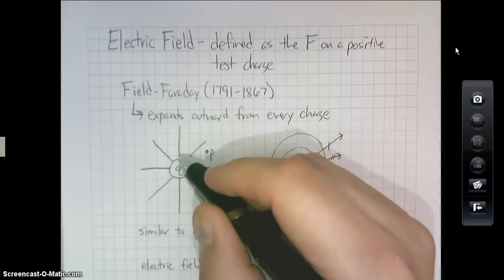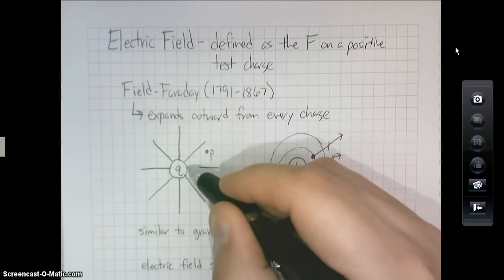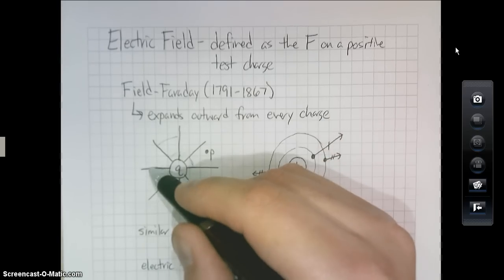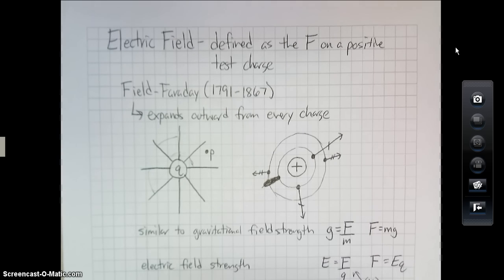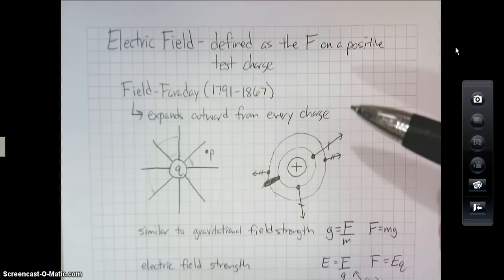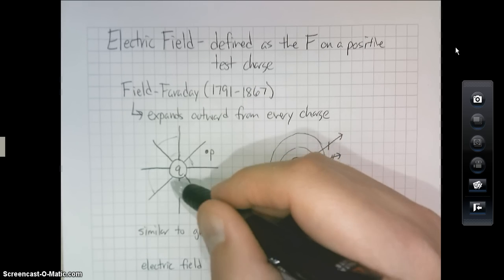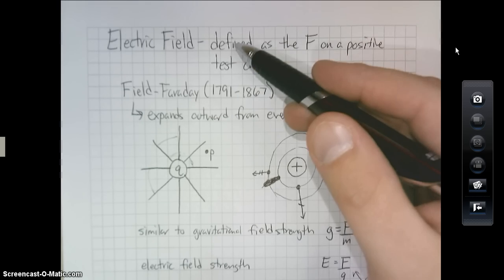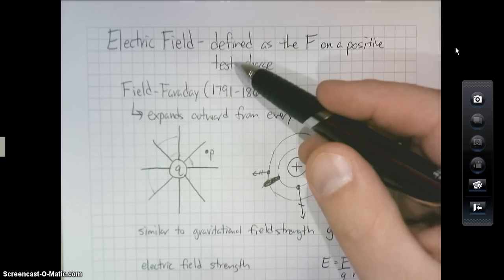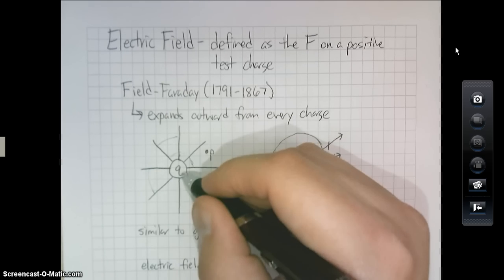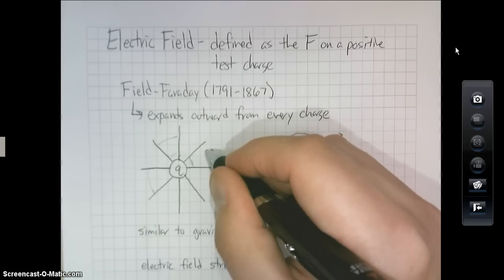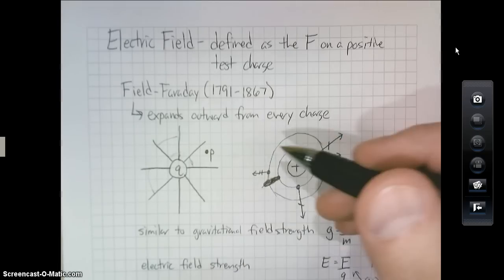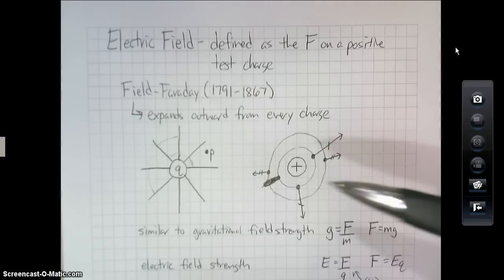Now you'll notice that closer by, the lines are a closer distance between each other, and the further you go away, that distance between them gets bigger and bigger. That means that the electrical field is greater when it's close to the charge. Also, since it's defined as the force on a positive test charge, if I put a positive test charge near, it's going to move depending on what this charge is.